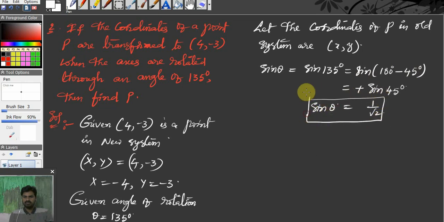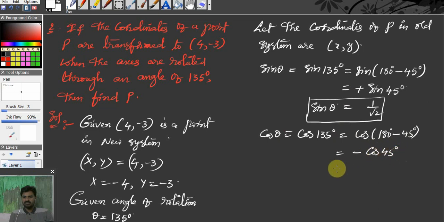We got it here. Next one, cos theta. So cos 135 degrees, here also you can write cos of 180 minus 45 degrees. This is in the second quadrant, and in the second quadrant cos theta is always negative. That means you can write minus cos 45, that is minus 1 by root 2. This is the cos theta answer. So now after simplifying these values, you can write the table here.